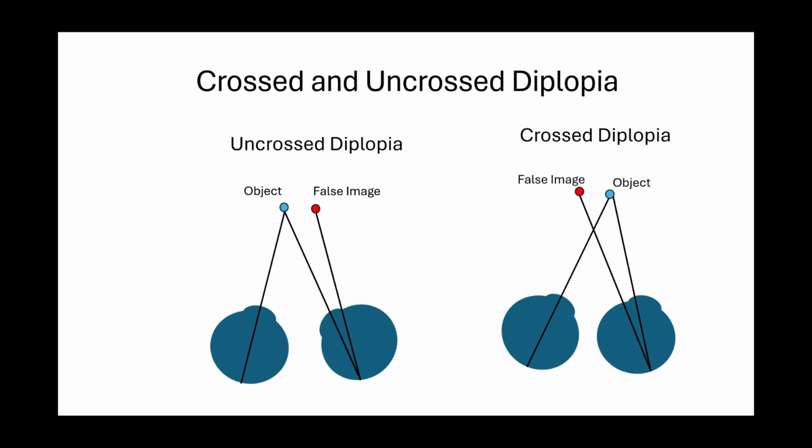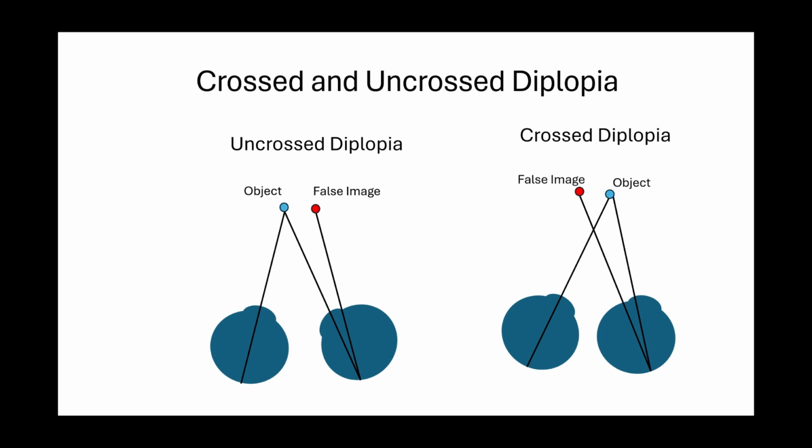Now coming to crossed and uncrossed diplopia. See, this is a slightly confusing principle. Many people don't understand it. So let's see in detail. What is uncrossed diplopia? So normally when we present an object to both the eyes, the object is perceived at the fovea. Okay, so let's imagine a situation where one eye is slightly rotated inwards.